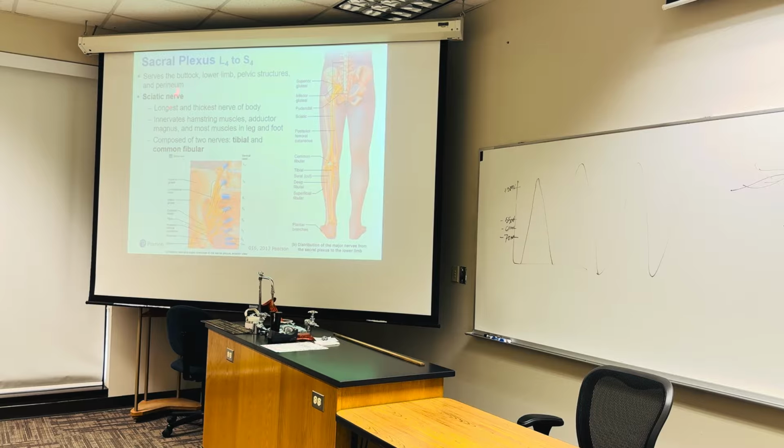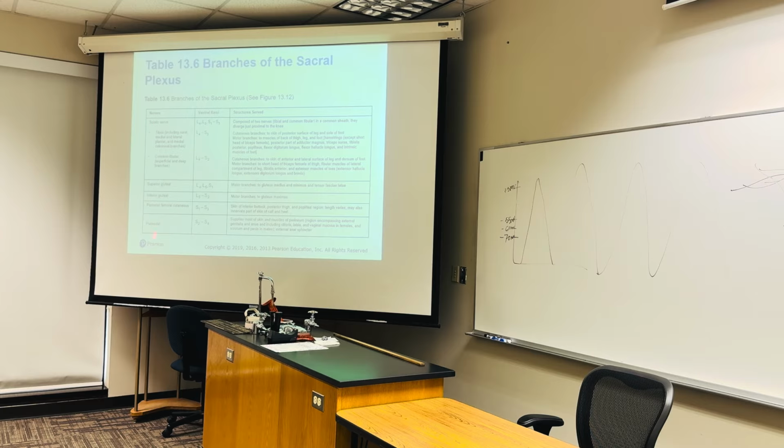So the sciatic nerve actually has two parts. It is the longest and thickest nerve of the body. It innervates the hamstring muscles on the back, as I told you, the adductor magnus, and most muscles in the leg and the foot. It is composed of two nerves, as I told you, the tibial and the common fibular. So the sciatic nerve has the tibial branch and the fibular branch, and they serve different structures.